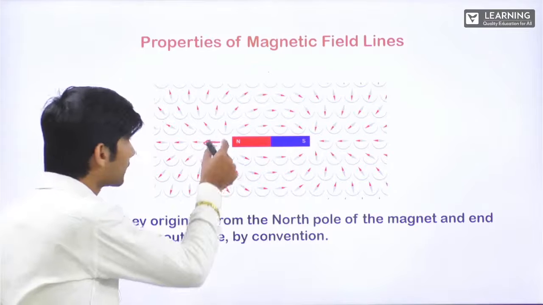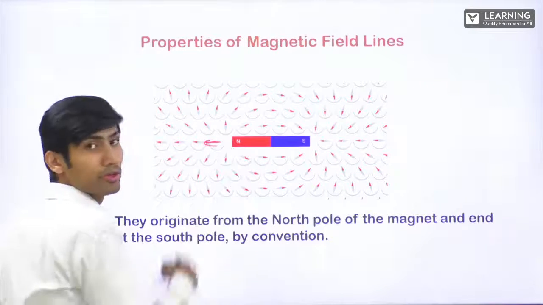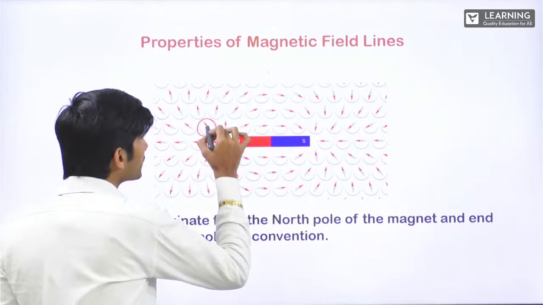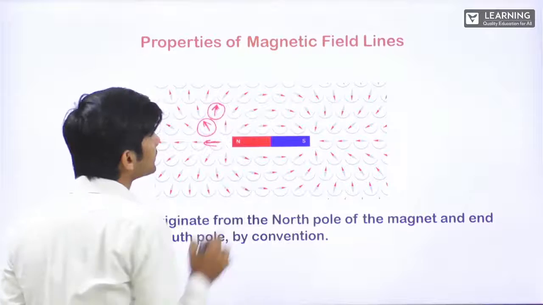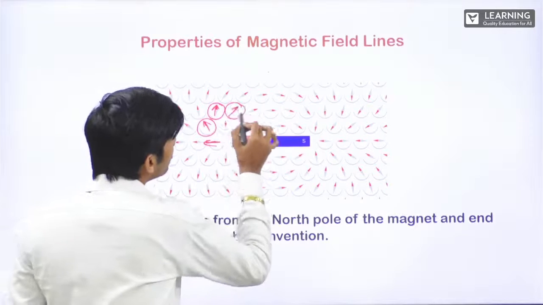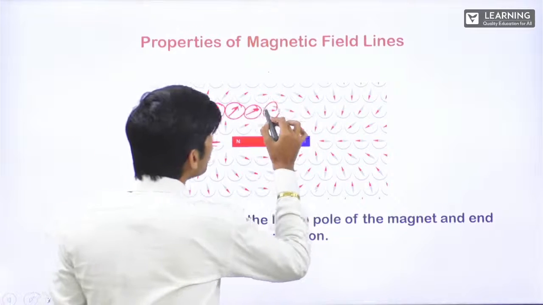Now take a magnet, keep it here. The north pole of the compass will point the opposite way, because this is a north pole and it will repel. If you keep the compass here, the north pole is pointing this side. If you keep a compass here, the north pole is pointing this side. See the red part. Here the north pole is pointing this way. Here, if you see, the north pole is pointing this way.